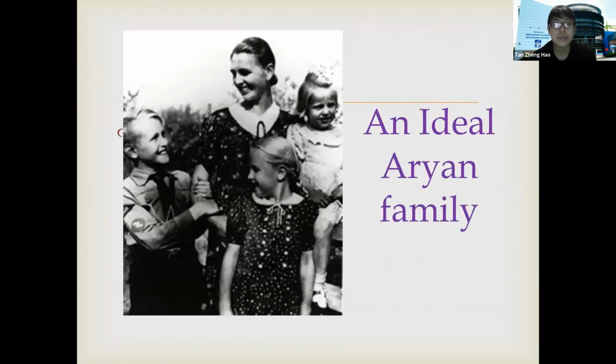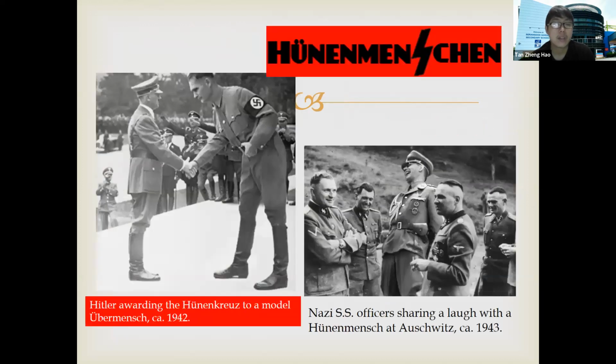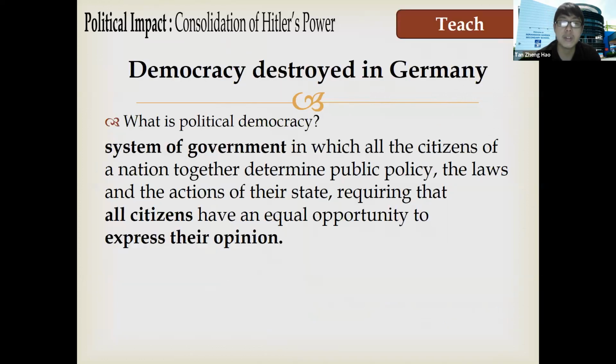This is an example of an ideal Aryan family: the husband out working, the mother staying at home looking after two or three children. This is Hitler's vision, and he was willing to eliminate people to achieve this vision. You can see that Hitler thought Germans were superior. You see the tall man, muscular and strong. That's his impression of Germans.